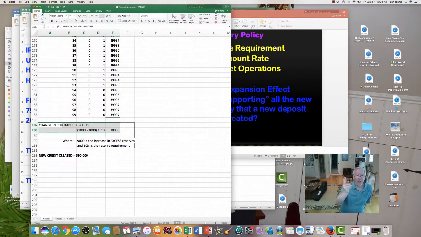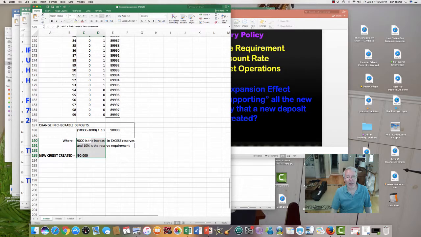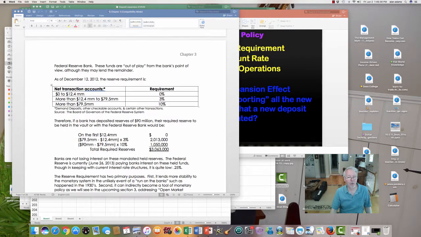I'm sorry. Divide that by the flat reserve requirement. I'm making it a flat 10%, a flat amount. Okay, that's going to give you $90,000. Okay, so $10,000 creates $90,000 more in new checkable deposits and cash if you're assuming a flat 10% requirement. Okay, there it is. Okay, going to the text, if I can flash back to the text for a moment.